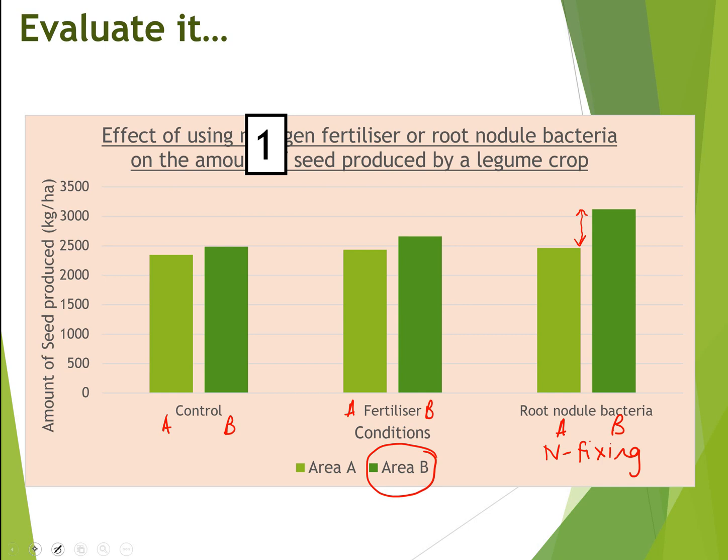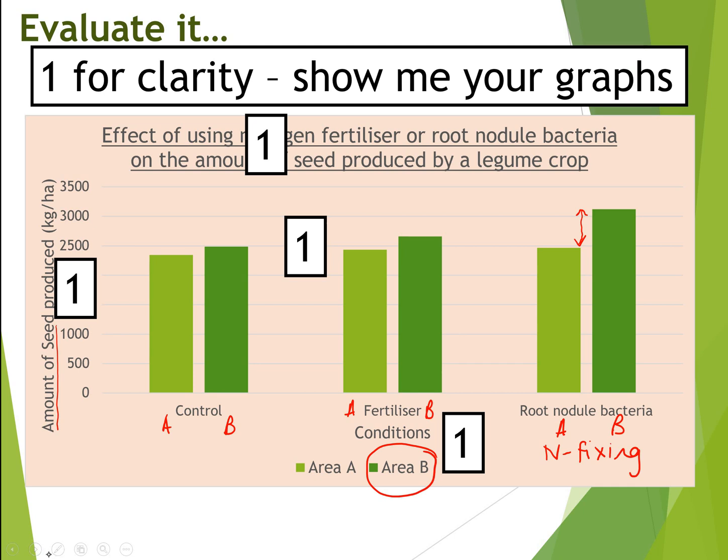So remember you've got 5 marks. Describe the difference between the control, and if you can use numbers and figures that will help. Make sure that you're using the correct descriptions. Make sure you describe the difference between the fertilizer and the root nodule bacteria.